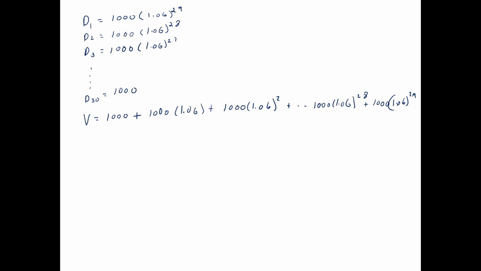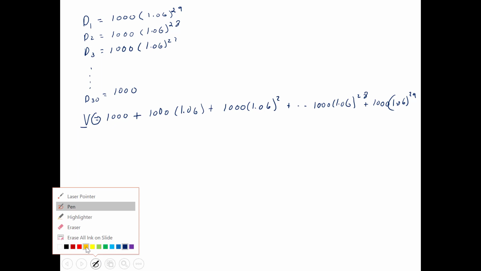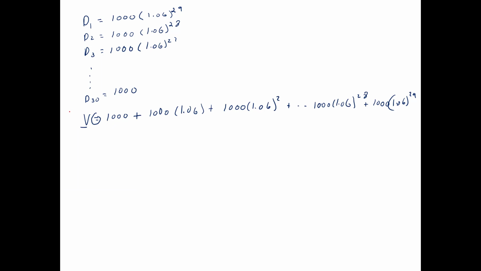Now there's 30 numbers there, and even with the calculator, this would still take me a while. And I don't want to do all that. So a neat trick is to take both sides of this equation. This is an equation because it has an equal sign right there. And we're going to take both sides of this equation and multiply it by 1.06. And you'll see why in just a little bit.